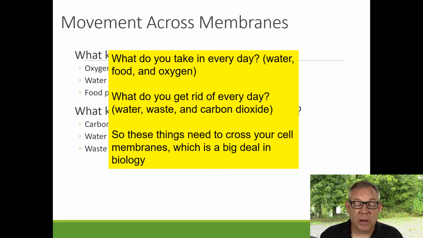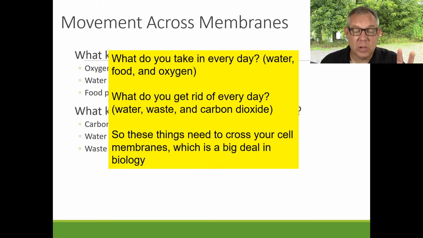What do you get rid of every day? You get rid of water when you urinate. You get rid of waste when you urinate. You get rid of carbon dioxide every time you breathe out, right? That's stuff that you're doing all the time. But why are you doing that? It's because in your cells, you need that stuff or you need to get rid of that stuff. So consequently, those are the kind of things that need to get across that cell membrane. And how this happens, that's again a big deal in biology. These are not the only things, but you get the idea.